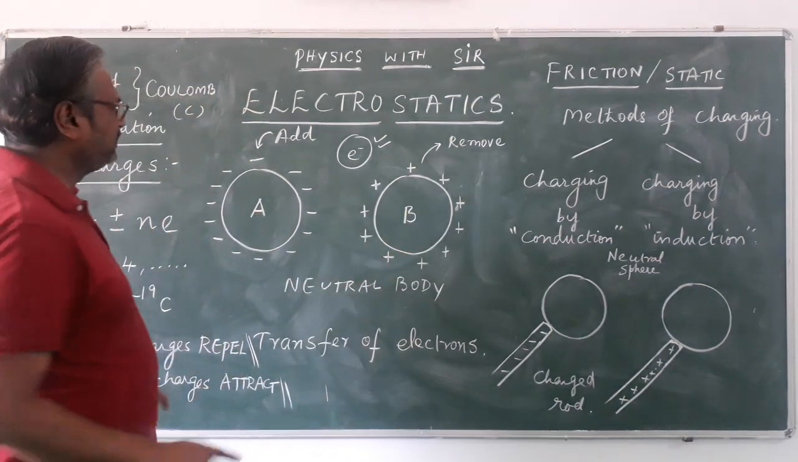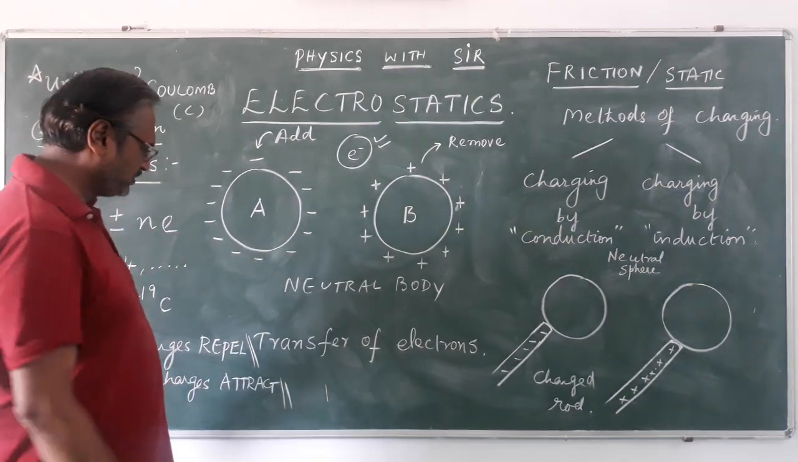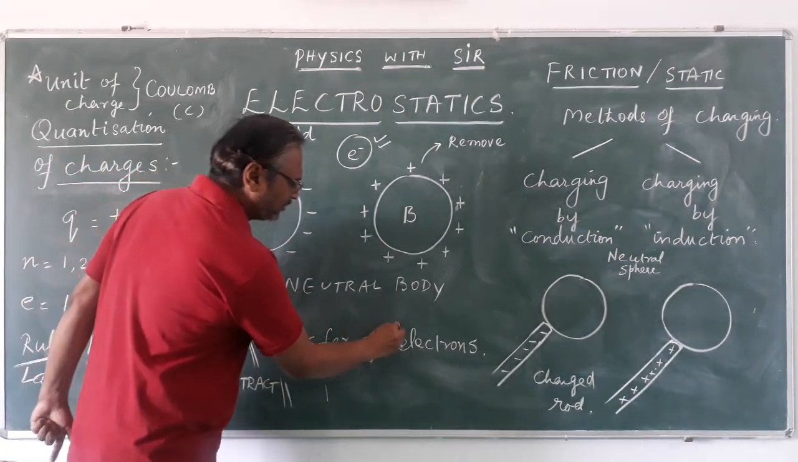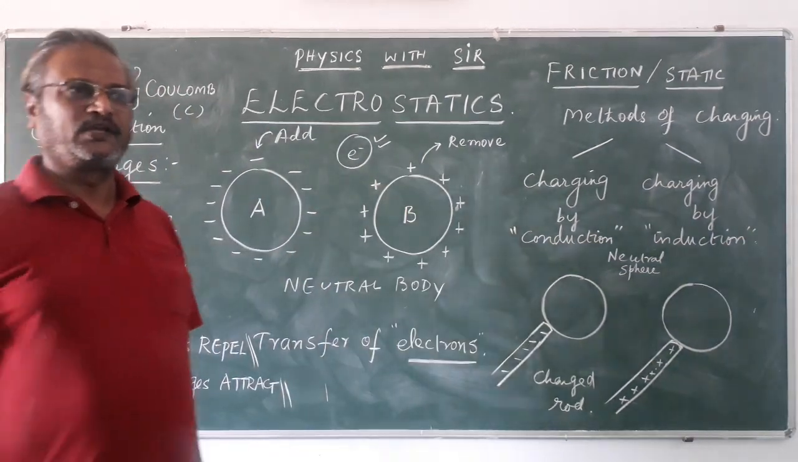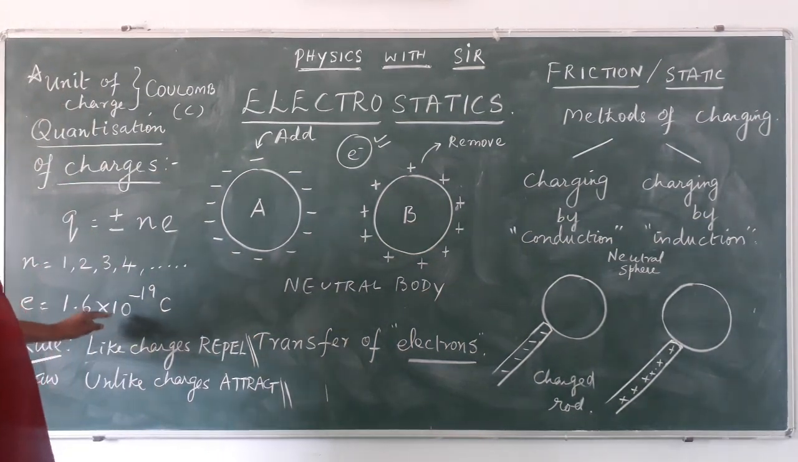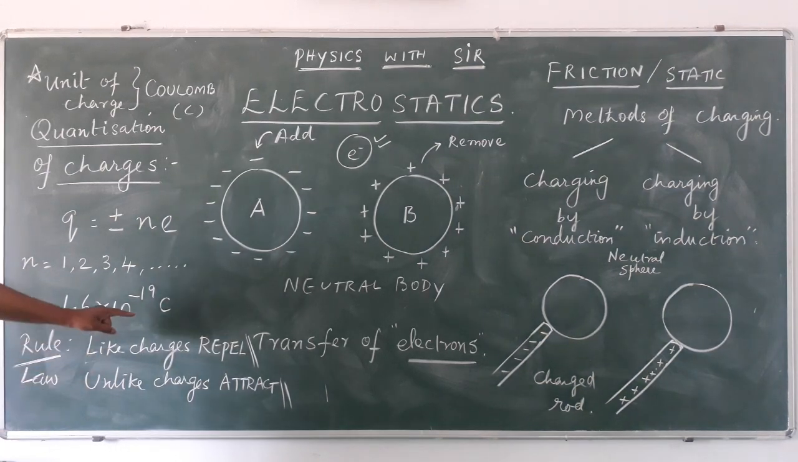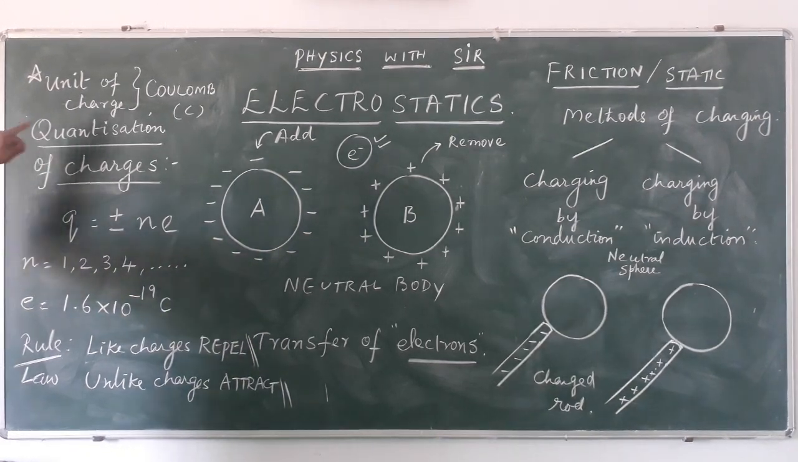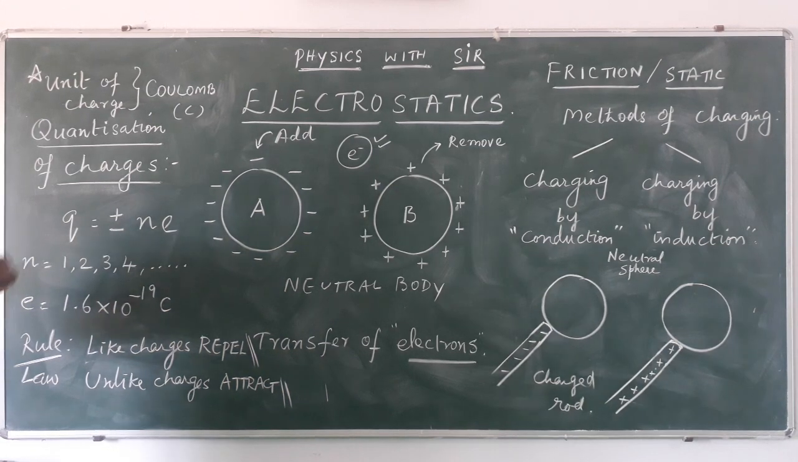Now, ultimately, in electrostatics, when we say a body is charged, it is a transfer of electrons. Only electrons are transferred. The charge of the electron is 1.6 × 10^-19 coulomb. Coulomb is the unit of charge. Yesterday we studied quantization of charges. What do you mean by quantization of charge?